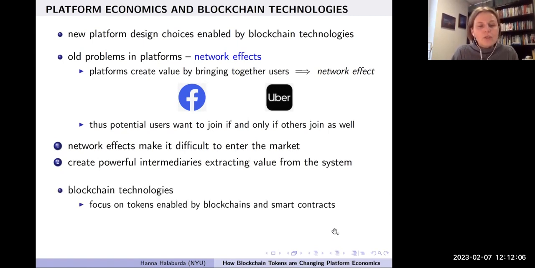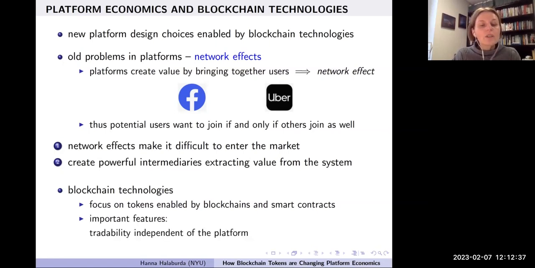Okay. So the question arises, or we are curious to see, whether blockchain technologies and specifically tokens would help us solve those 2 problems. So specifically, the tokens have been around for a very long time. Tokens, old word. But what is new about tokens in the context of blockchain is that tokens enabled by blockchains and smart contracts allow for commitment.